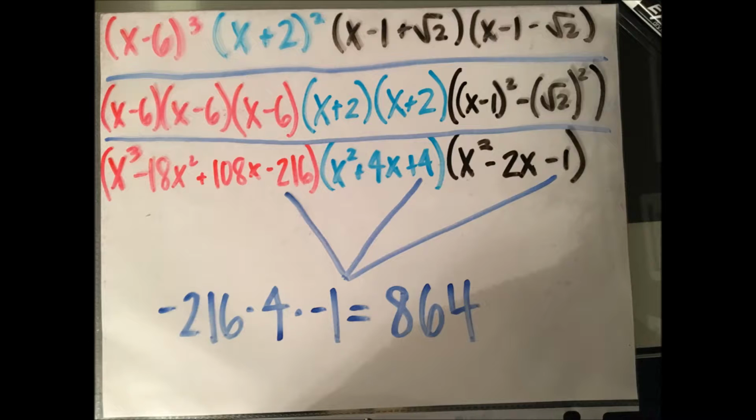So the first thing that I did is I wrote out the zeros that it gave us in the problem. And so the first one is x minus 6, and that's cubed because that 0 has a multiplicity of 3. And then it's x plus 2, and that's squared because that 0 has a multiplicity of 2. And then you have x minus 1 plus the square root of 2, and then x minus 1 minus the square root of 2.